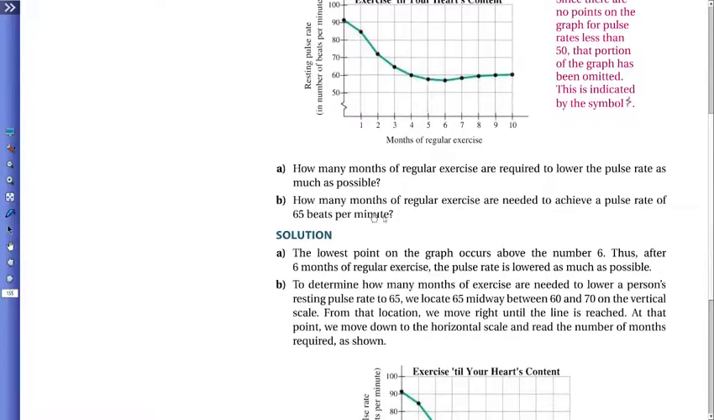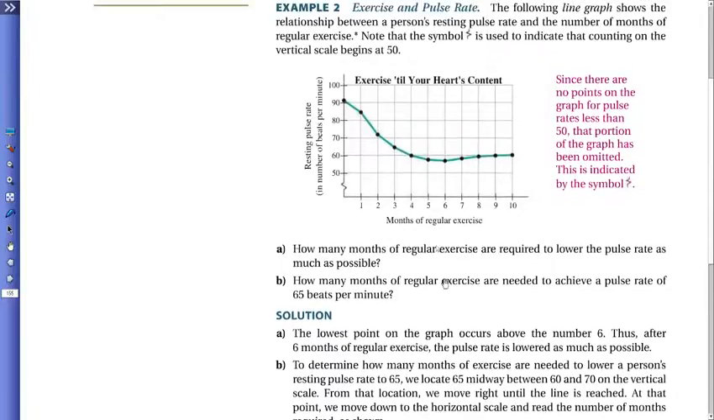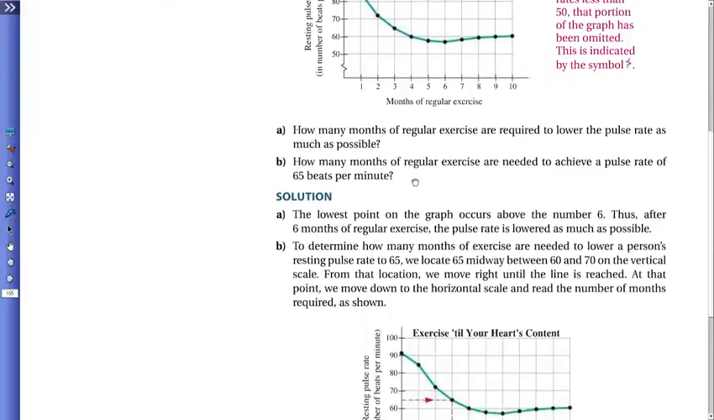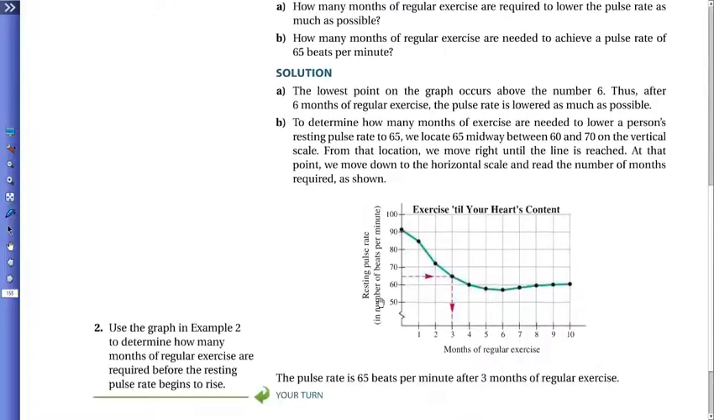And then it says how many months of regular exercise are needed to achieve a pulse rate of 65. So then I would find the 60, between the 60 and 70, it looks like someplace right around in this area here. Maybe it's not right at 3 months, but as they're collecting data, maybe it was like 2 months and 3 weeks. It hit that 65 right on or very close to it. And that's how we'd answer that question.